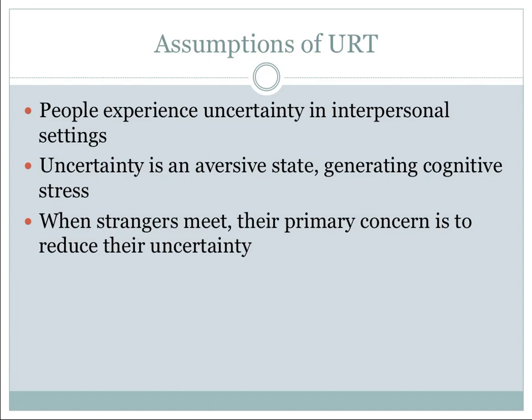And then third, when strangers meet, their primary concern is to reduce uncertainty. So before any business can transpire, some uncertainty has to be reduced, and that can be either through our perceptions just to begin with. It can be through a questioning process where our further perceptions are generated. It happens in multiple forms.